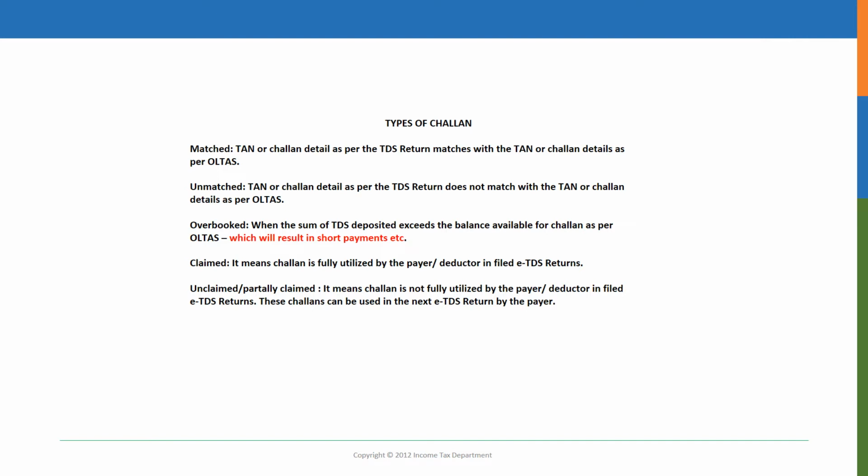Our next category is the Overbooked Challan, where the sum of the TDS deposited exceeds the balance available for a challan as per the OLTAS. This results in defaults like short payments. We have the claimed challans, where the challan is fully utilized by the payer or the deductor while filing the TDS return. We also have the unclaimed or the partially claimed challans, which means the challan is not fully utilized by the payer or deductor while filing the TDS returns. And these challans can be used when the deductor files the next TDS return.